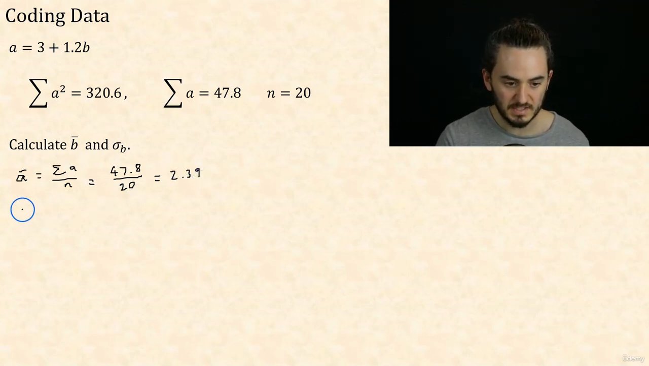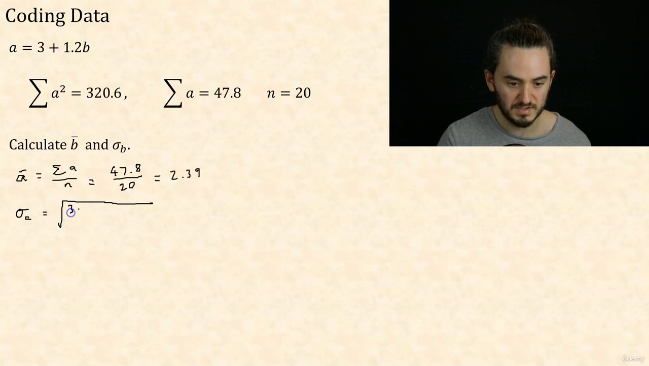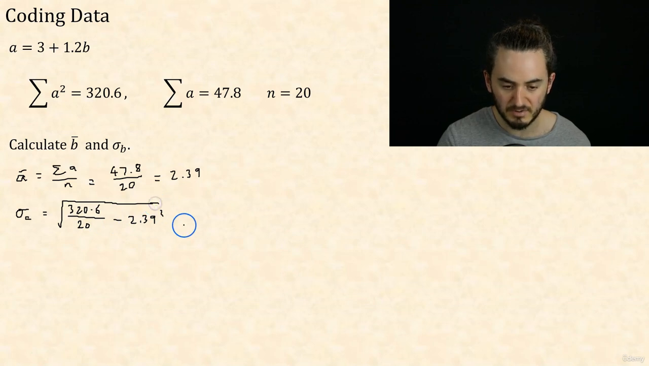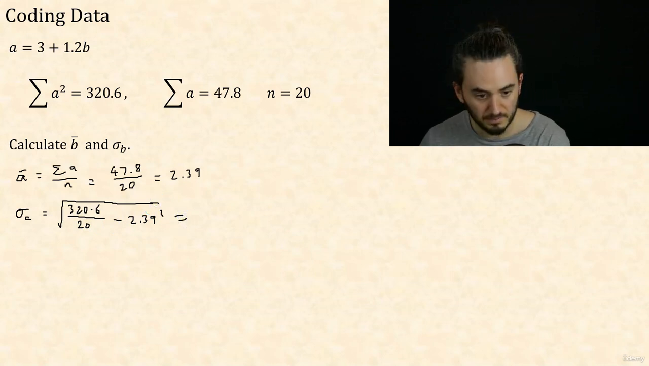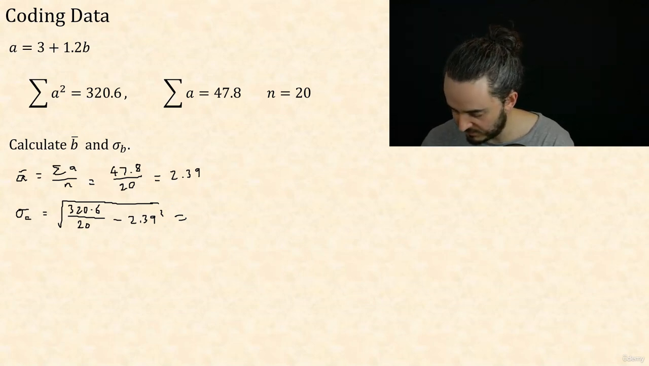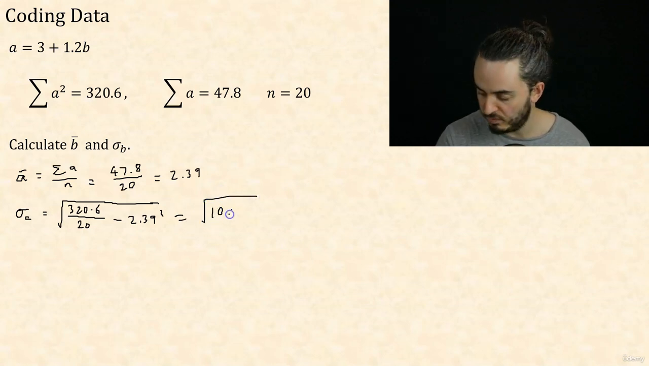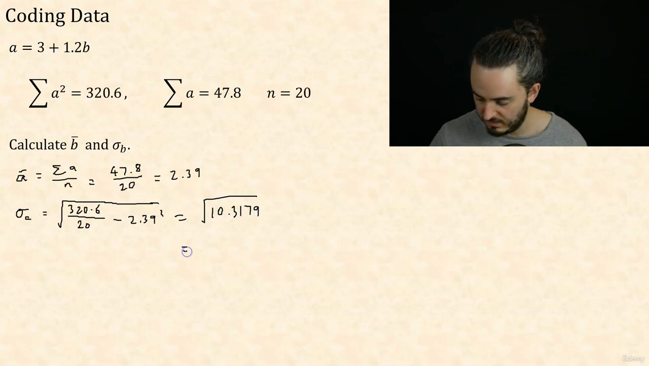Our standard deviation is equally straightforward. We're just going to use the summary statistics given, so that's going to be the square root of the sum of the squares, which is 320.6, divided by n, which is 20, minus the mean squared. Now 2.39 was actually exact, so there's no rounding issues here. Key that all in: 320.6 divided by 20, and I'm going to subtract 2.39 squared. So that's 10.3179, so we've got the square root of 10.3179. Square rooting my answer, I get 3.212.